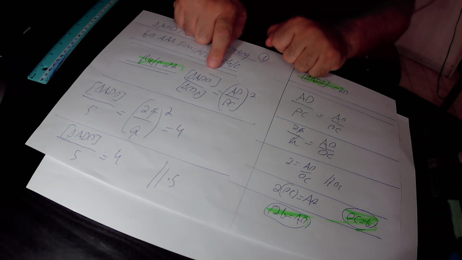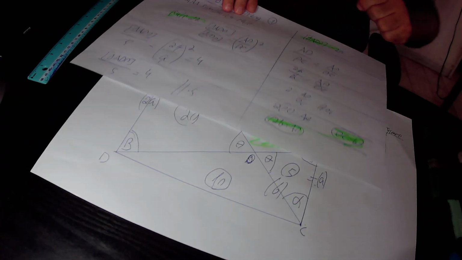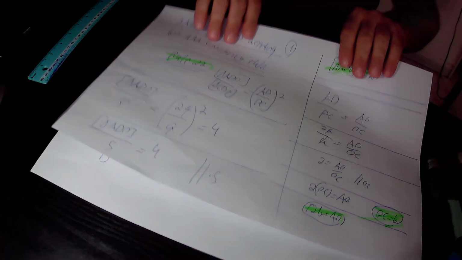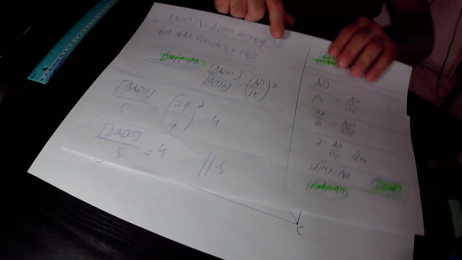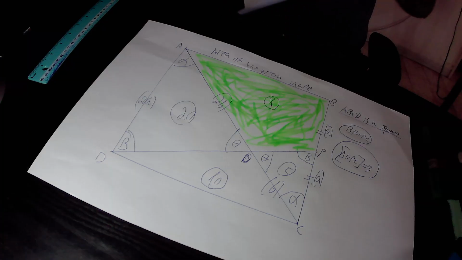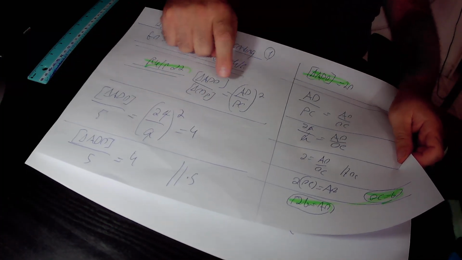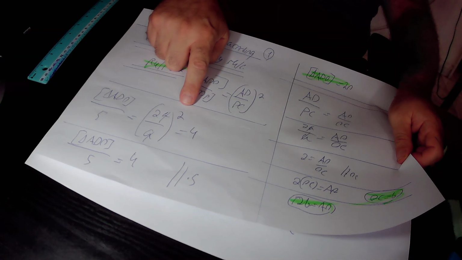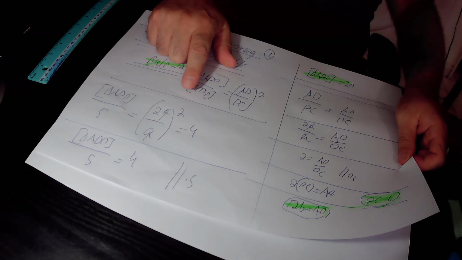The area of triangle ADO is unknown, so we leave it as it is over the area of the small triangle COP. It is given that the area of this triangle COP is 5 square units. So we substitute the area of triangle COP by 5, and this is equal to AD over PC squared. AD is 2A, PC is A. And we have to square it. So it is 2A over A squared.